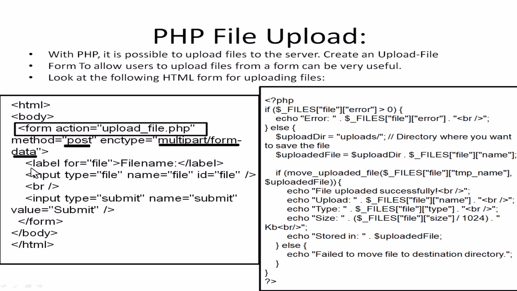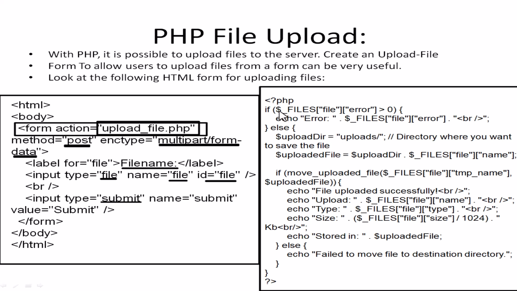Here we are going to create a label. The label name is file name and input type is file, where you can name it file and the ID is file. So now it can browse a particular file. Input type is file allows you to browse a file from the computer and you can submit using a submit button. So how is it going to be saved? Here we have already given the form action, upload file.php, so the script which we have written is in upload file.php.